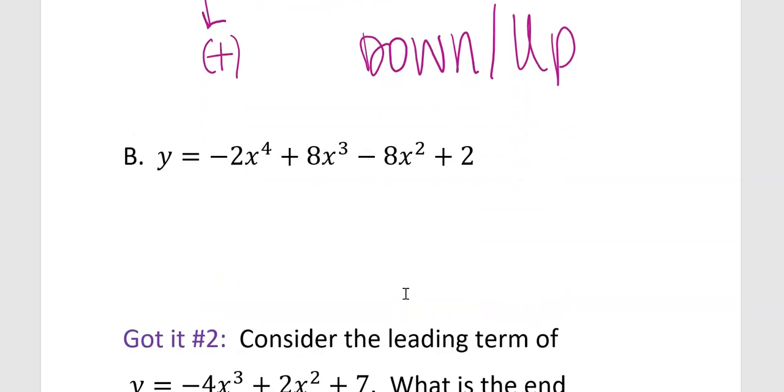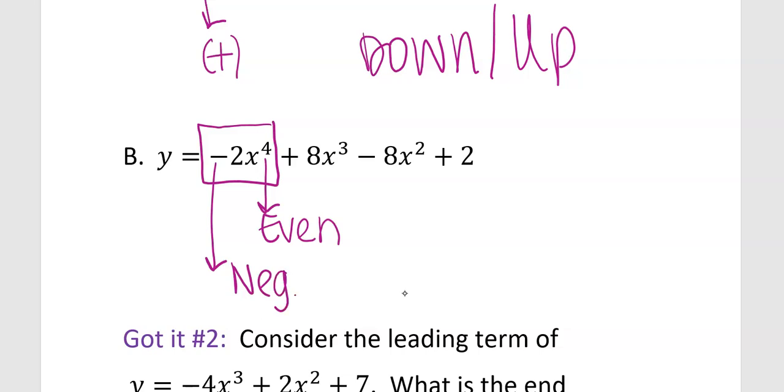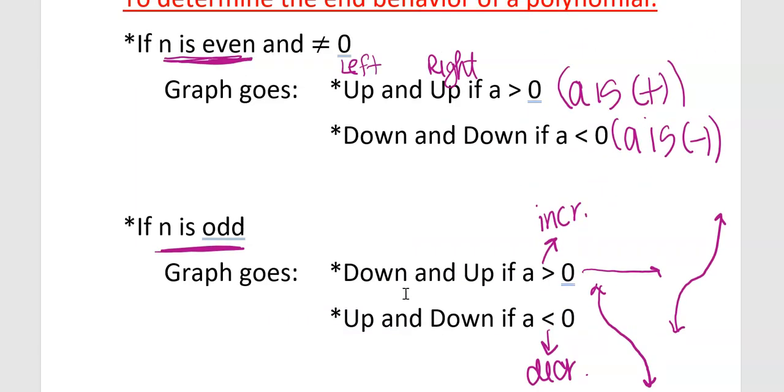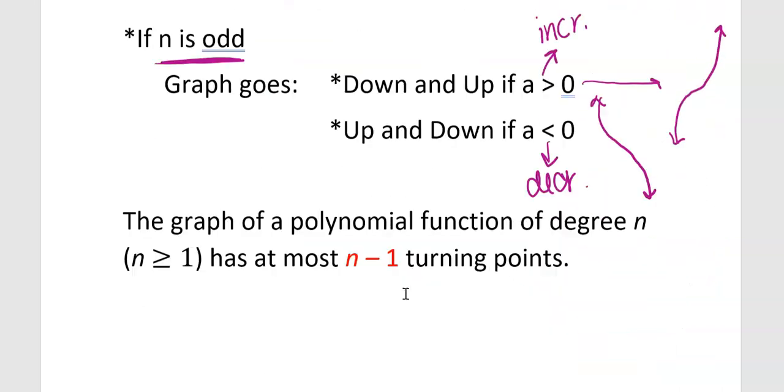For this one, they are in descending order. So I'm looking at only this one. Okay, is it even or odd? Okay, so it's even and negative. So we look in the even section. The second one, so the first one's always positive in the list. The second one's the negative one. So even and negative would be down, down.